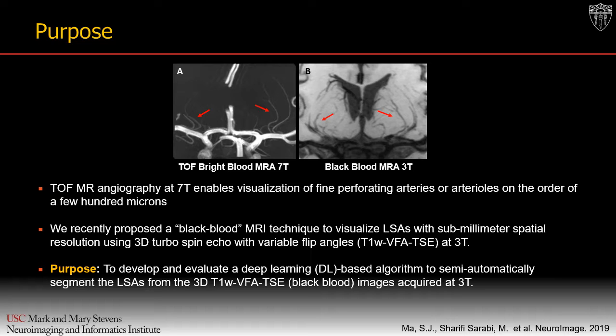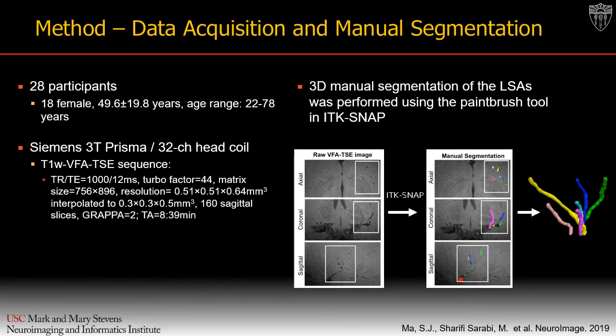However, as demonstrated previously, these vessels are often difficult to fully visualize in TOF images obtained using clinically available MR field strengths. As an alternative, we recently proposed a black blood MRI technique to observe LSAs with sub-millimeter spatial resolution using a 3D turbo spin echo sequence with variable flip angle scheme, or T1-weighted VFA TSE, at the more readily available 3 Tesla. Given the prior success of vessel tracing on TOF MRA images, we propose to develop and evaluate a deep learning-based algorithm to semi-automatically segment the LSAs from the 3D black blood images acquired at 3T.